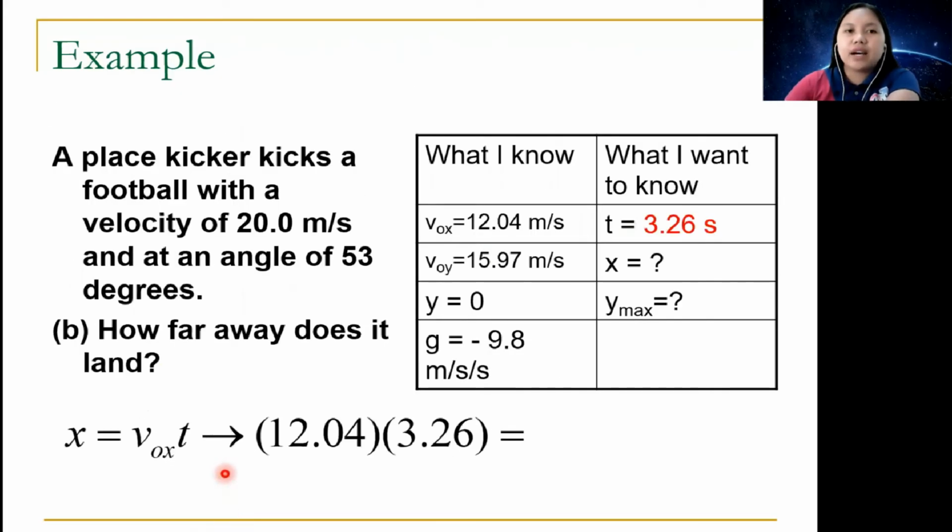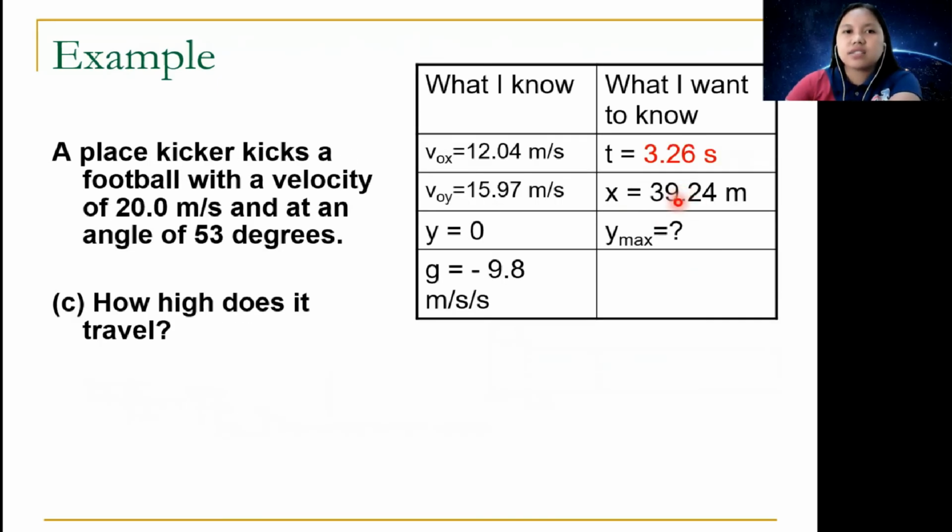Okay, now let's move to our x, which is the distance. How far does it land? Using our formula, x is equivalent to the initial velocity times time. So that's 12.04 meters per second times 3.26. Where did we get 3.26? That is the time we found earlier. Remember this one? So we get 39.24 meters. And that's how we answer it.